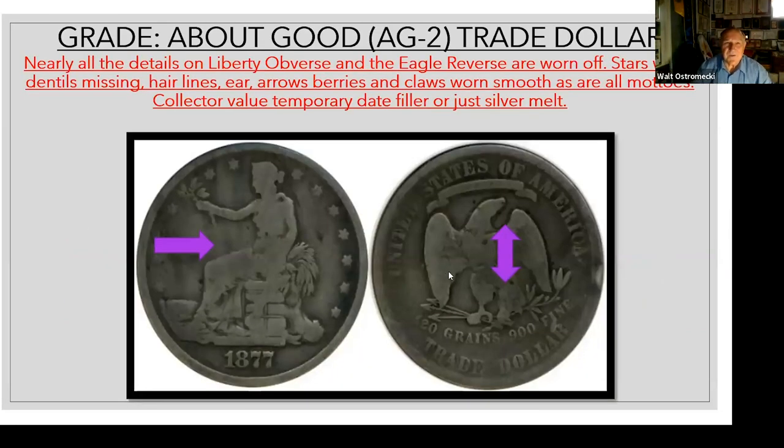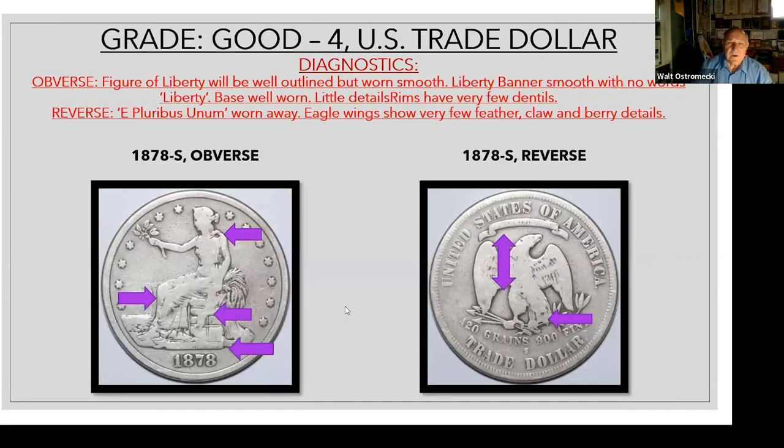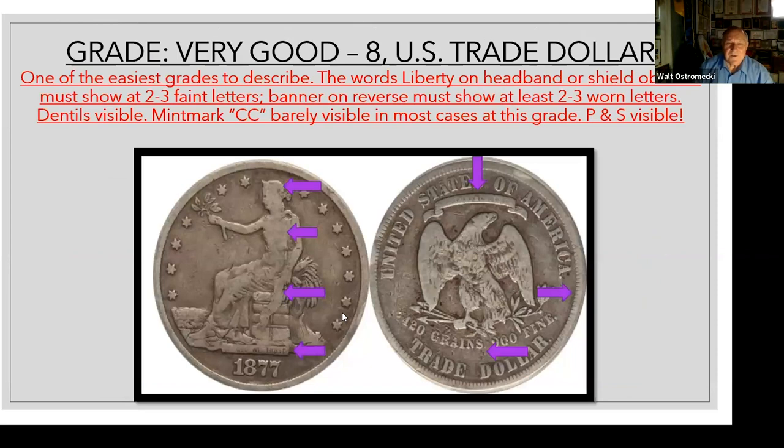And this is about good, the AG. I'll let you look at the details, and you can see a well-worn one, spacing and so forth. You can look at this and compare later. Here's a good four trade dollar. Diagnosis is up above it. Banners and things I've tried to note. Even on these coins, compared to the counterfeits, you can still see a great deal of toes. And here's a very good eight.